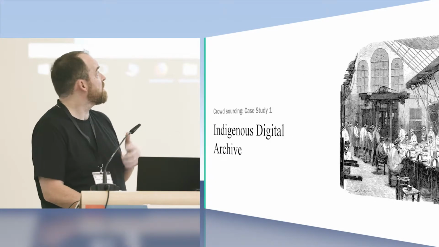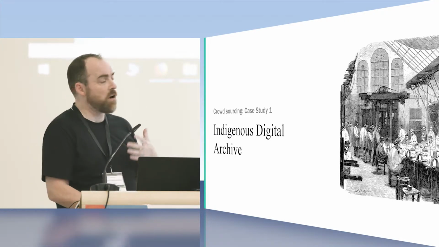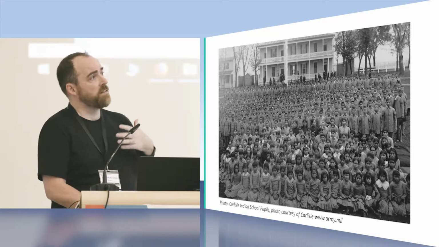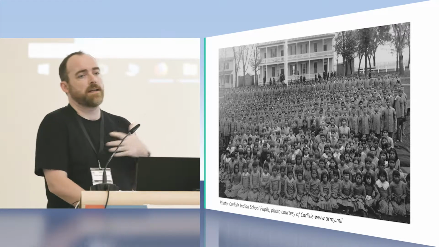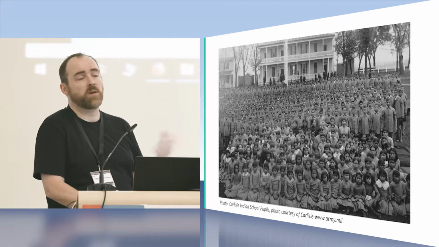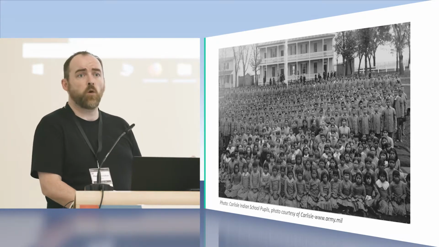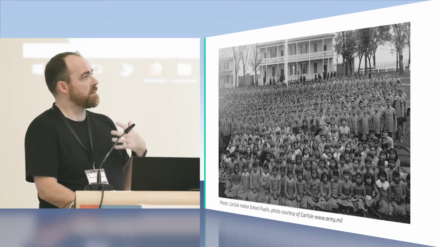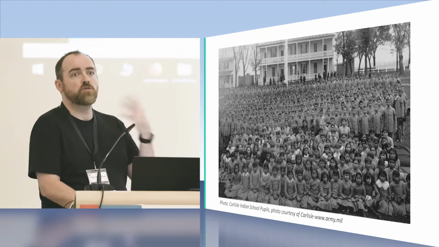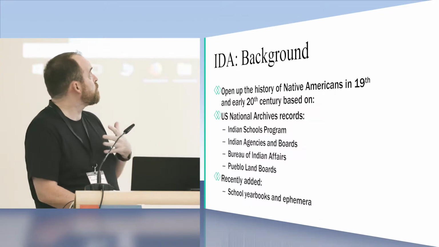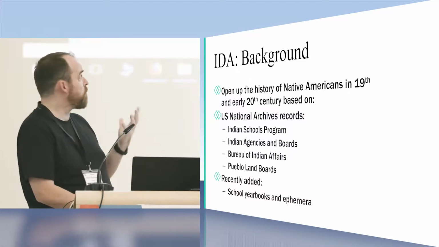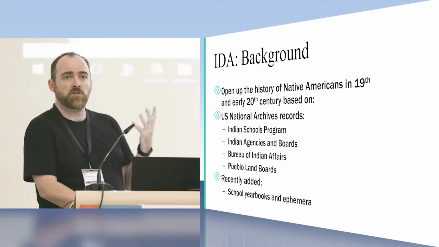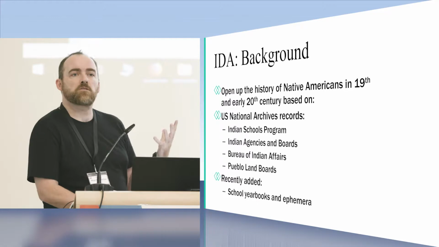So the background to the Indigenous Digital Archive, this is an image from Carlisle Indian School. In the 19th and 20th centuries they used to take Native American children away from the tribes that they grew up in, and send them away to be educated at these remote boarding schools, separated from their language background, from their families and so on. And the US National Archives has a huge number of archival records that cover these Indian schools, that cover the various Indian agencies and boards, the Bureau of Indian Affairs, and for this project we started adding in school yearbooks from these Indian schools.